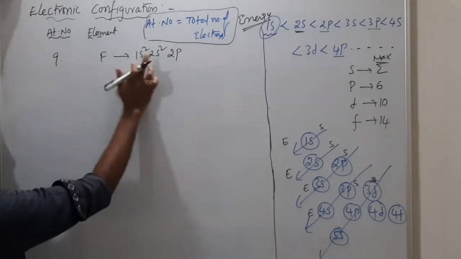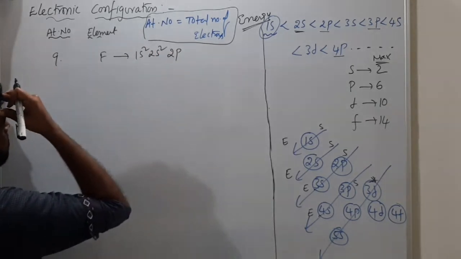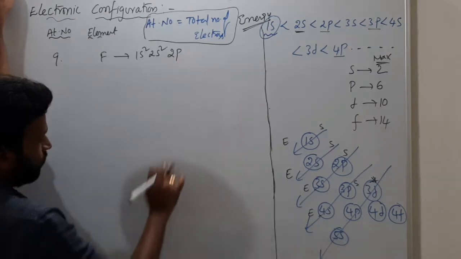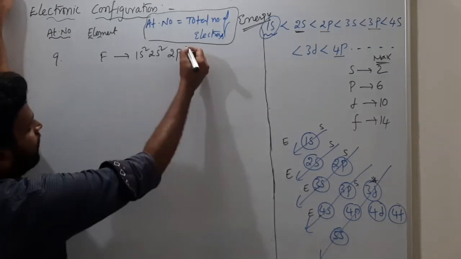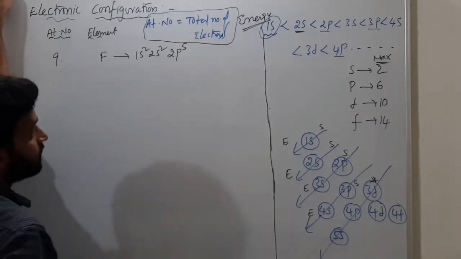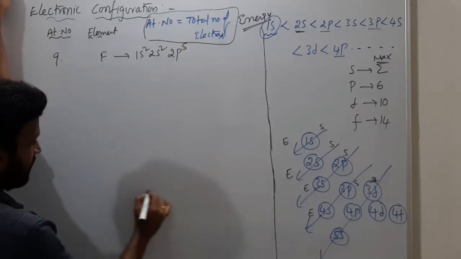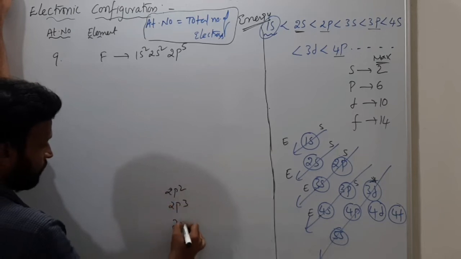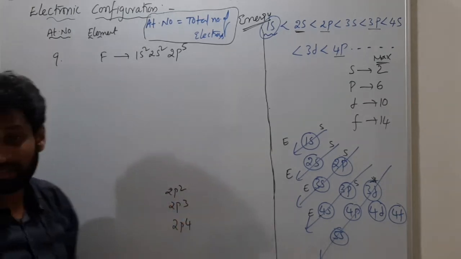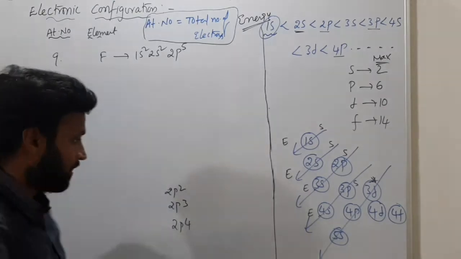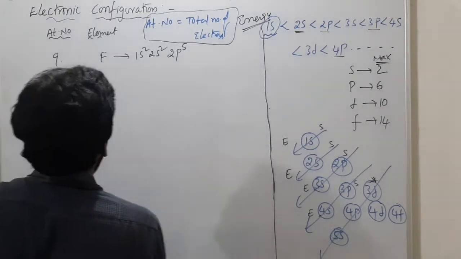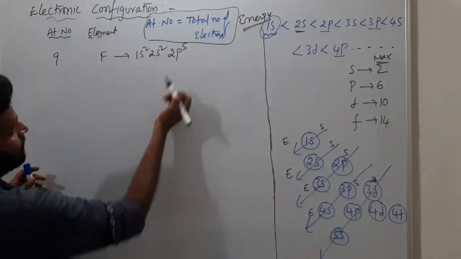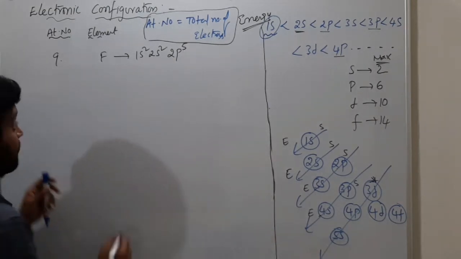Now, fluorine means 9 electrons. 2p4 I have written, 2p4. Next, 2p5: 1s2, 2s2, 2p5. I think carbon I wrote 2p2, nitrogen 2p3, and 2p4 I wrote previously. Please check those. And now I am writing this 2p5. See, 2 plus 2 is 4, 4 plus 5, total 9.